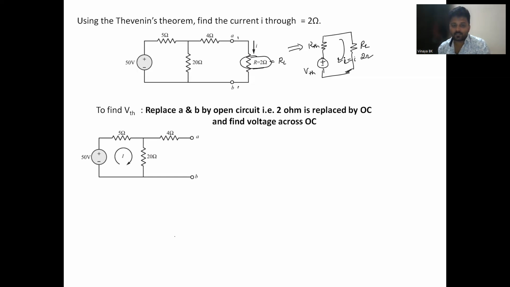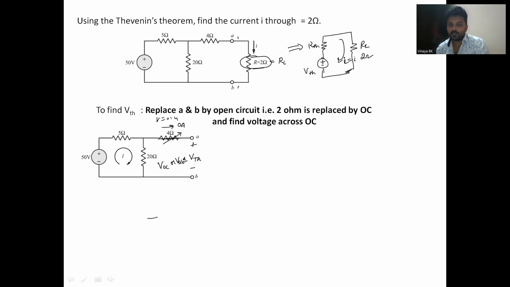So replacing the load resistor by open circuit, you need to find the voltage across this open circuit, that is VTH. In some textbooks they call that VOC, that is open circuit voltage, or you can also call that VAB notation, which is up to you. So how are we finding VTH, that is the voltage across terminals A and B. Before that, look into the 4 ohm resistor. It is open circuit, replacing the load resistor by open circuit, so the current flowing through the 4 ohm is 0 amperes. So the voltage across 4 ohm is 0 into 4, nothing but 0 volts.